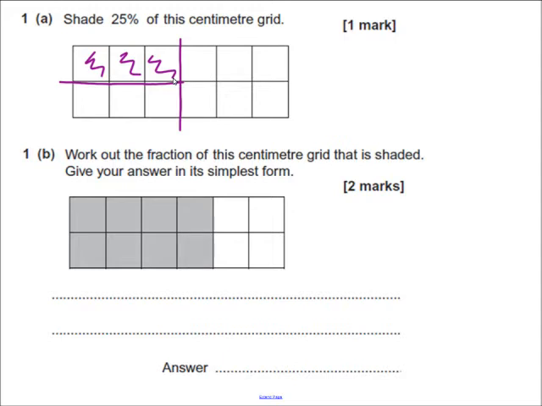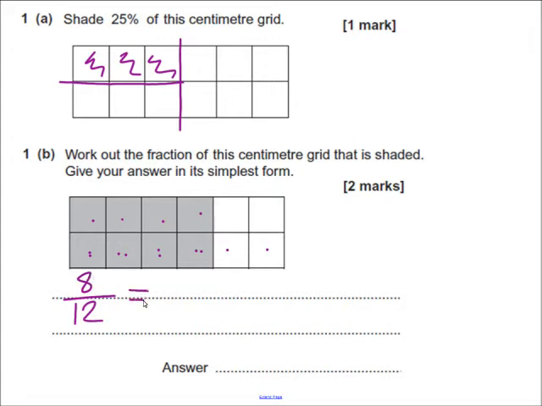Question 1B. Work out the fraction of this centimetre grid that is shaded. Give your answer in its simplest form. Well, on this grid we have 1, 2, 3, 4, 5, 6 by 2, so we have a total of 12 squares, of which 1, 2, 3, 4, 5, 6, 7, 8 of them are shaded.